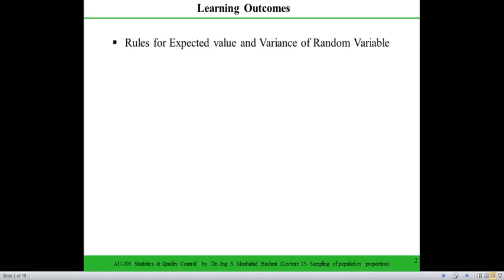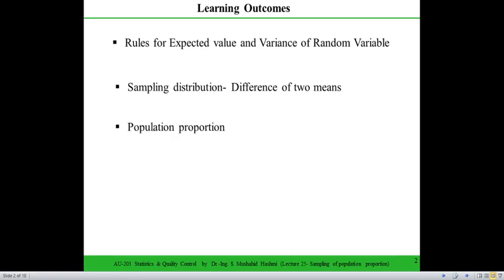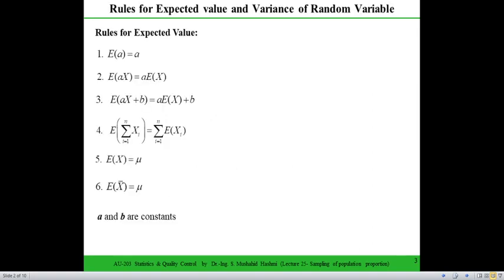expected value and variance of a random variable, and then we will do the sampling distribution when you're talking about calculating the difference of the two means. So you are actually investigating two different populations, and you are interested in calculating probability related with the difference of the two means. And then we start a concept of population proportion, and then we'll look into the sampling distribution of the population proportion.